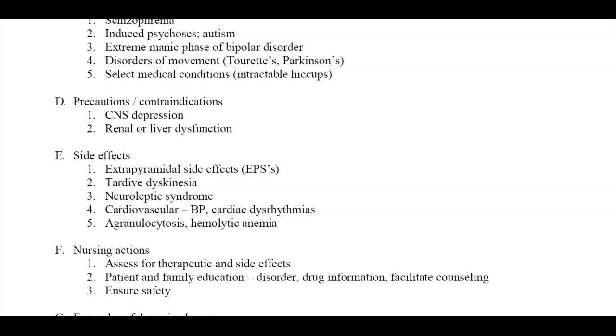Neuroleptic syndrome or neuroleptic malignant syndrome is quite uncommon. So this is a serious adverse effect of antipsychotic drugs which can cause fever, cardiovascular instability, myoglobinemia, which is the presence of muscle breakdown proteins in the blood. Agranulocytosis is a drug-induced dangerous low levels of white blood cells, more specifically low levels of neutrophils. Hemolytic anemia is the destruction of red blood cells causing low numbers of red blood cells.